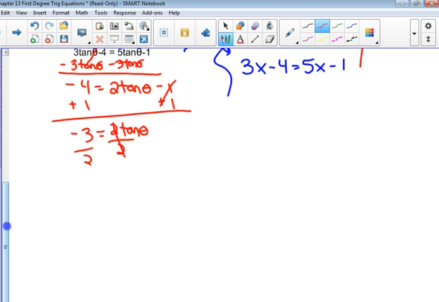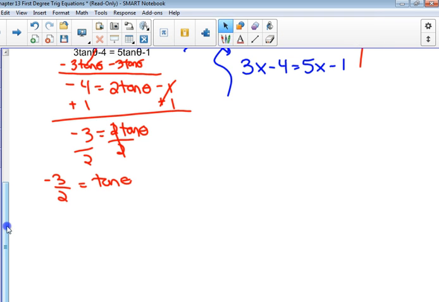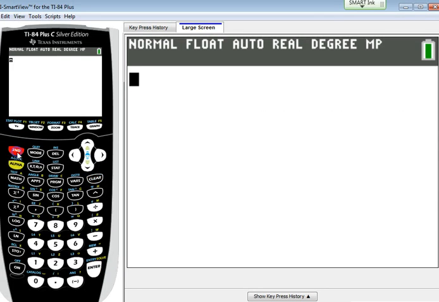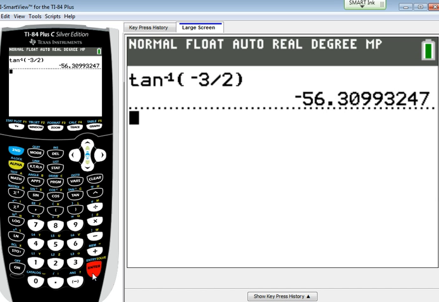All right, did you guys get -3/2 for either your tan theta or your x, whatever you guys are dealing with? Okay, perfect. So once you're here, same exact procedure, right? Our job is to find theta, so we're going to use our second function key. So second tan is our -3/2. All right. So let's round from there.